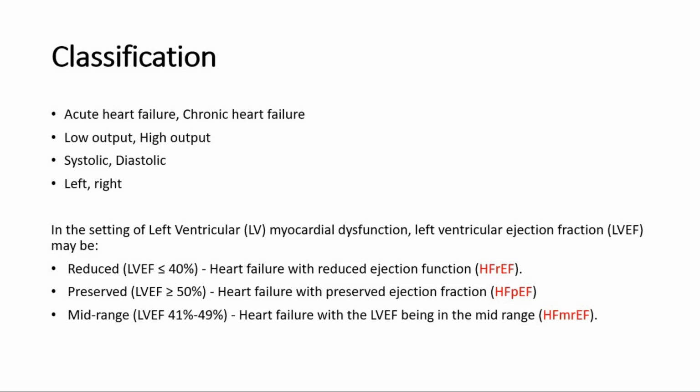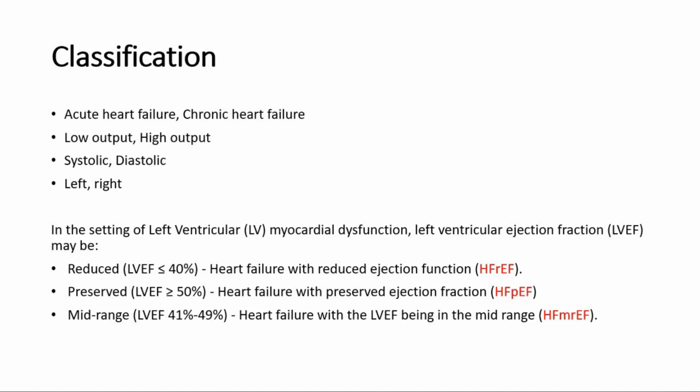Second classification is low output and high output heart failure. So the causes are different for these two. The causes of low output heart failure can be due to excessive preload, such as mitral regurgitation or fluid overload, pump failure, such as systolic or diastolic heart failure, and chronic excessive afterload, like aortic stenosis or hypertension. Whereas for high output heart failure, this is rare and it can occur in anemic patients, pregnancy, or hyperthyroidism.